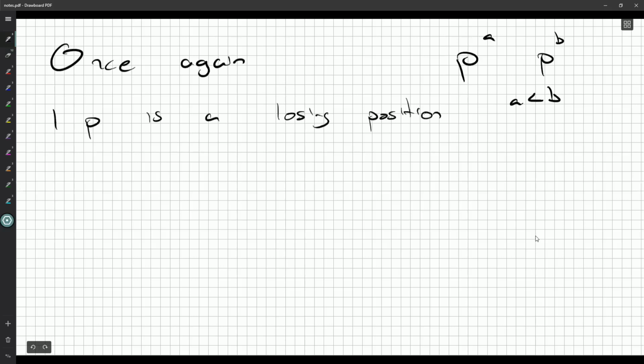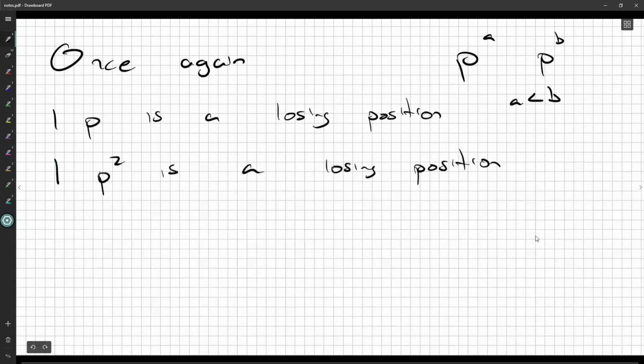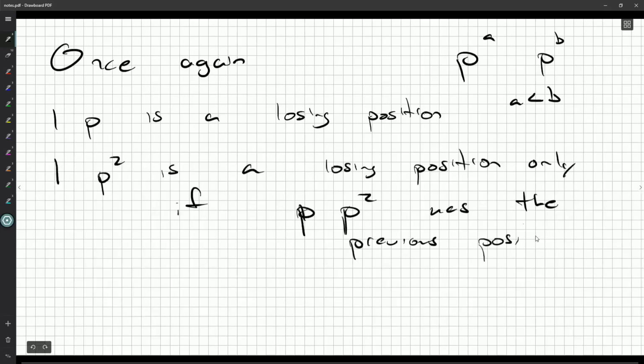But we get some other issues. 1P squared is not a losing position, but 1P squared is a losing position only if P squared was the previous position. Interesting.